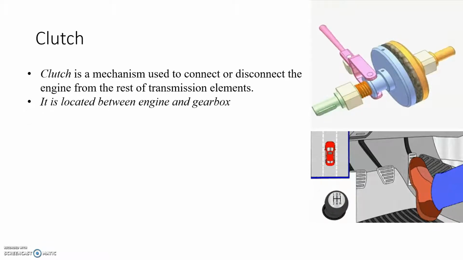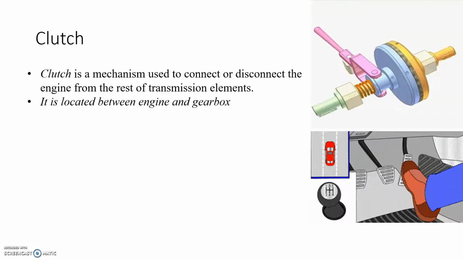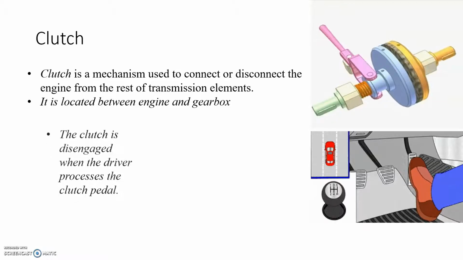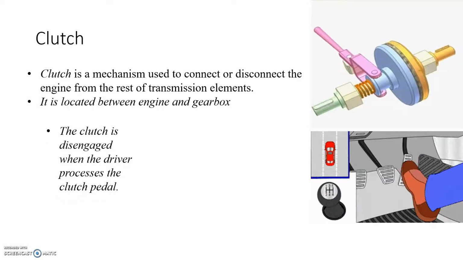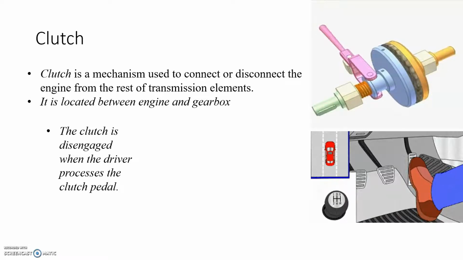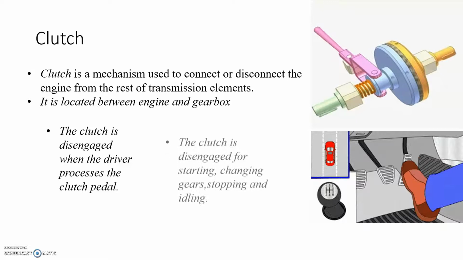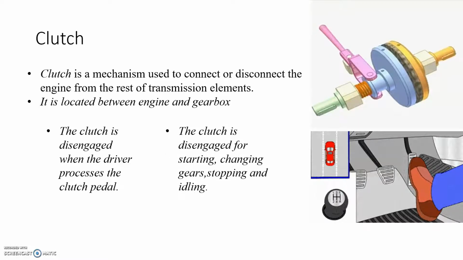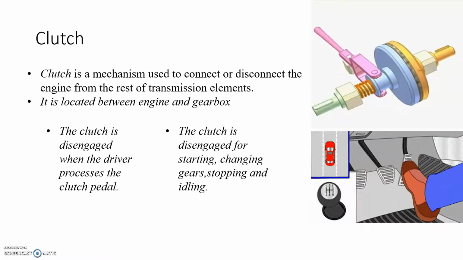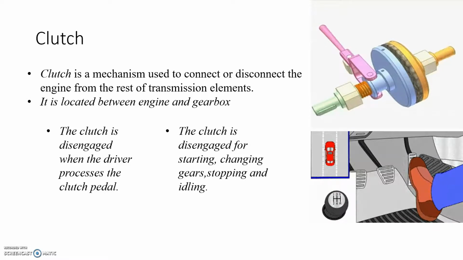engine. As we know, it is located between the engine and the gearbox, and there are two positions, engagement and disengagement. When the clutch pedal is pressed, the clutch is disengaged, and when the clutch pedal is released, the clutch is engaged again, and likewise the power is transmitted from the engine to the gearbox.